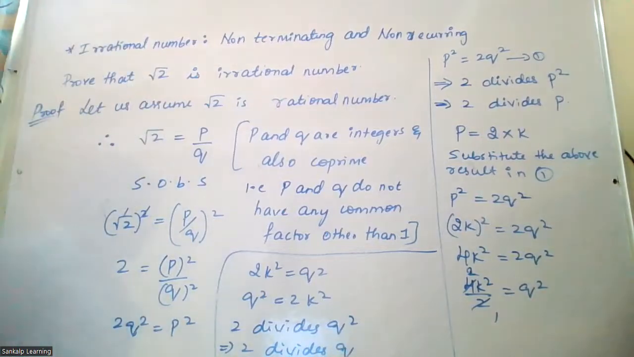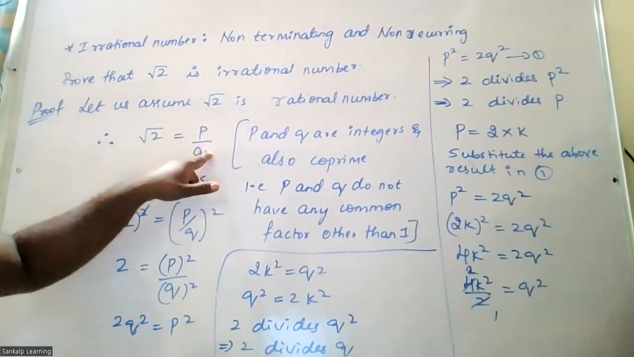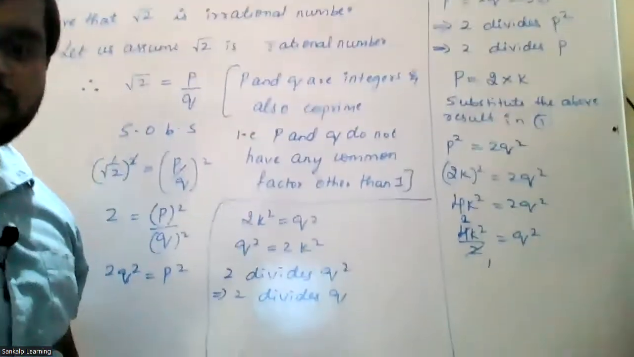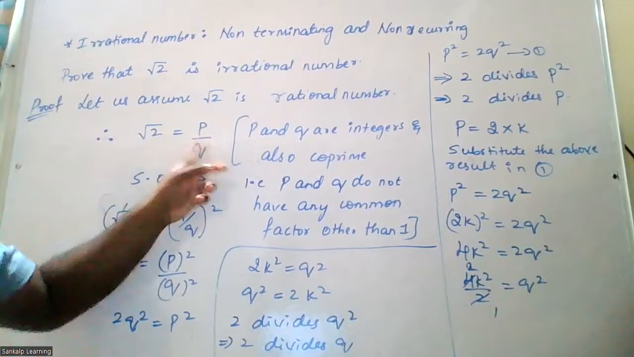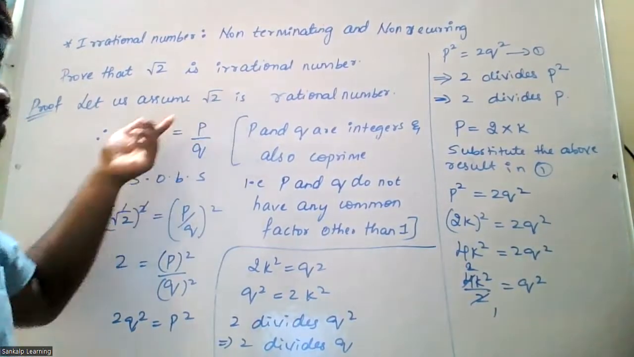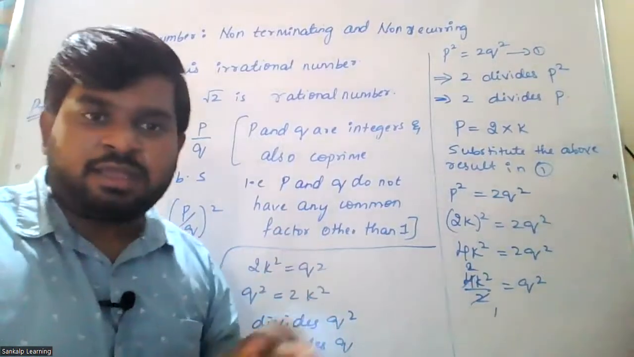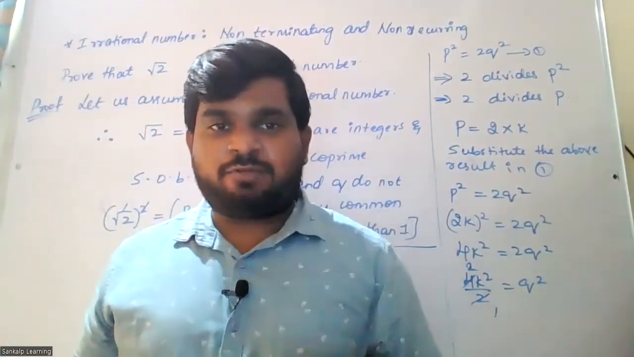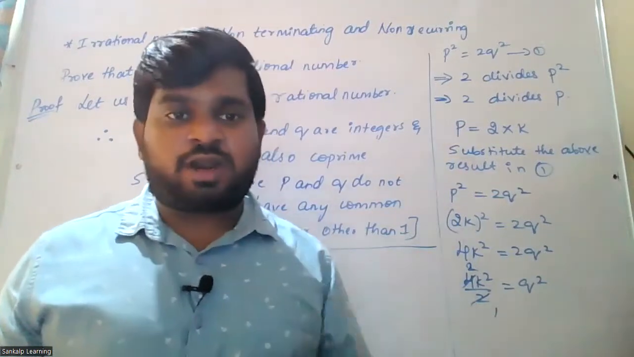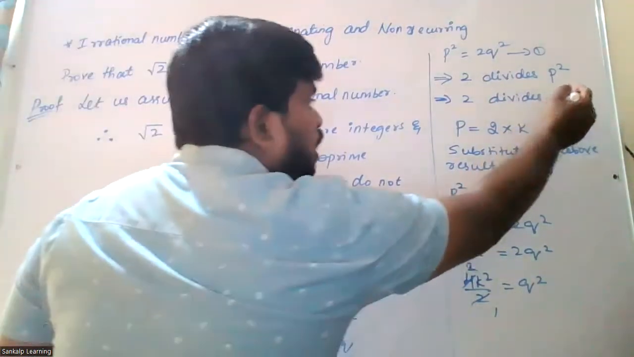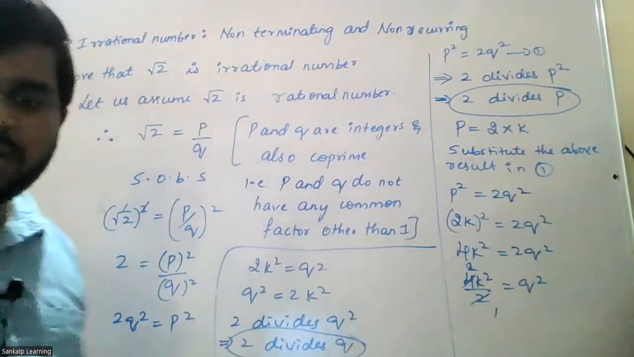Now observe the contradiction. What did we assume earlier? That p and q are co-primes. We assumed it as a rational number. That is why we got this p and q. What is this p and q? Co-primes, meaning both are divisible only by 1. There is no other number which is going to divide them. But observe here, 2 is dividing p, it is also dividing q, which is a contradiction, right?